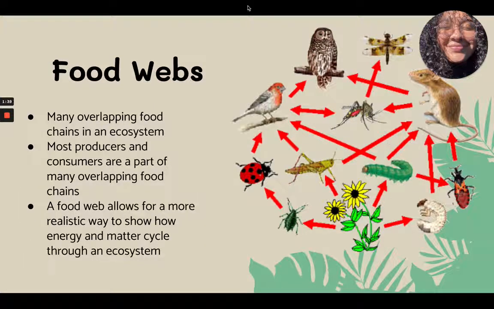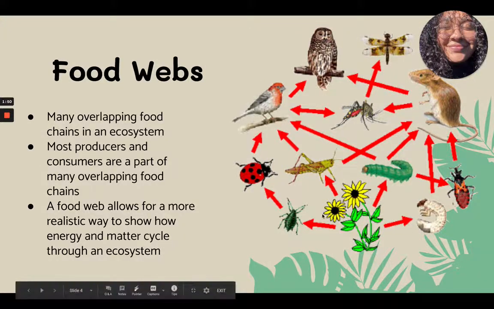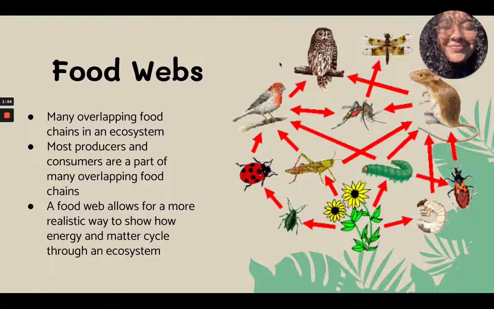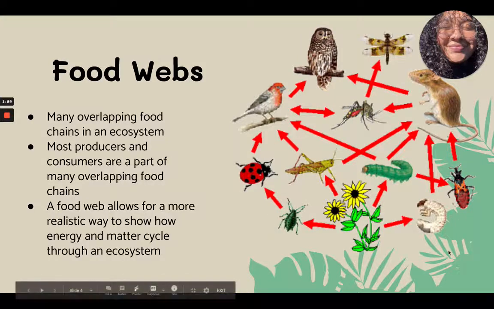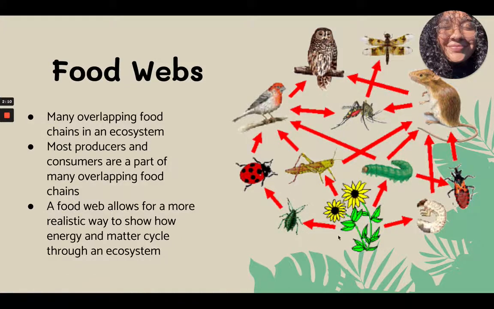And then there's food webs. So food webs are many overlapping food chains in an ecosystem. So if you break down a food web, you'll find a food chain. So if you look at the flower, going to the bug, to the ladybug, to the bird, to the owl, that is one food chain in this big food web. So most producers and consumers are part of overlapping food chains. So the sunflower has many different things that are eating the sunflower and getting their energy from the sunflower.